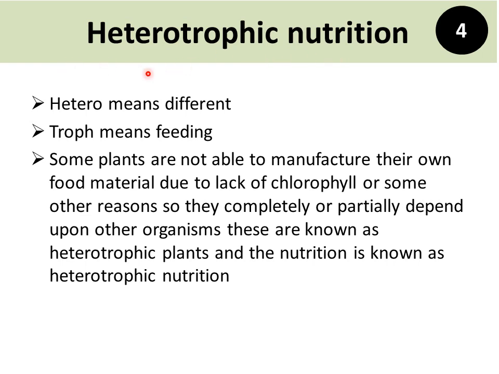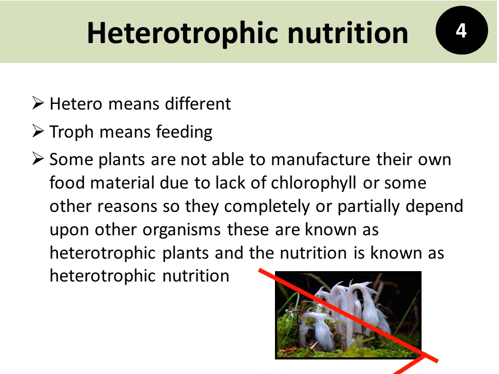The word heterotrophic is a combination of two Greek words, hetero and troph. Hetero means different and troph means feeding. Students, there are some plants which are unable to make their own food due to lack of chlorophyll or some other reason. So, to compensate for this problem, they have to depend completely or partially upon other organisms for food. Such plants are known as heterotrophic plants and the nutrition is known as heterotrophic nutrition.